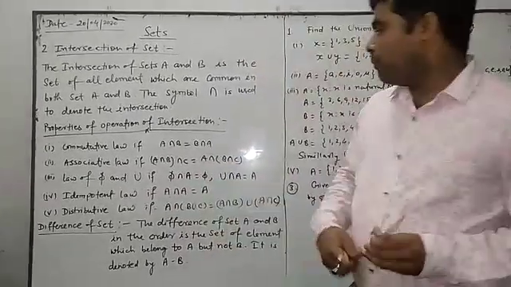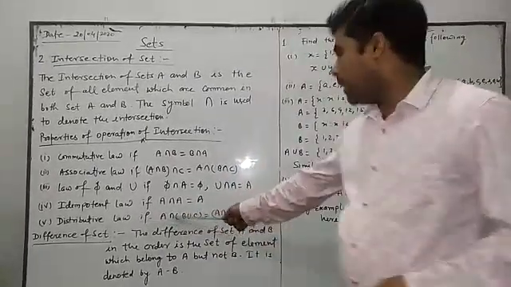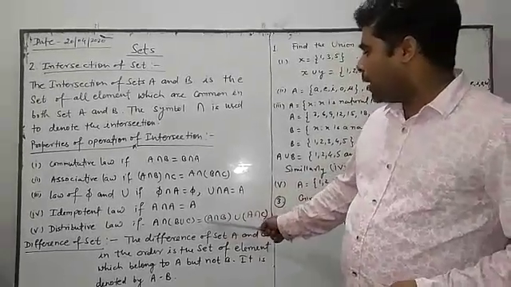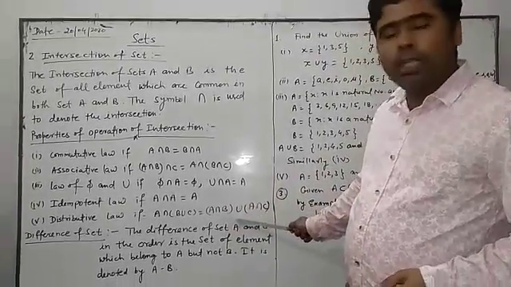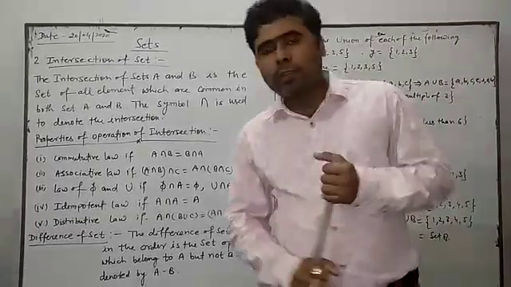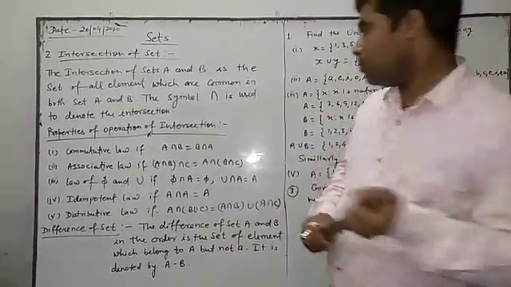Idempotent law: A intersection A is equal to A. Distributive law: A intersection (B union C) is equal to (A intersection B) union (A intersection C). This is the fifth law, with only one difference, that of union.